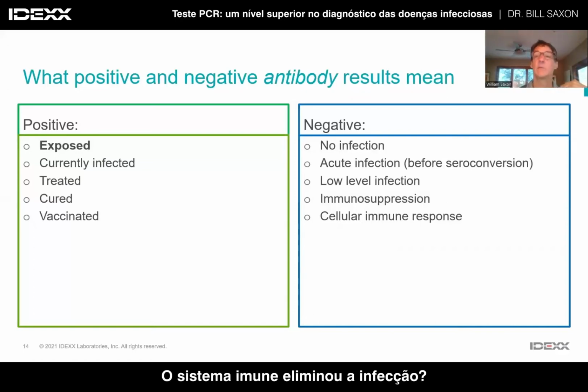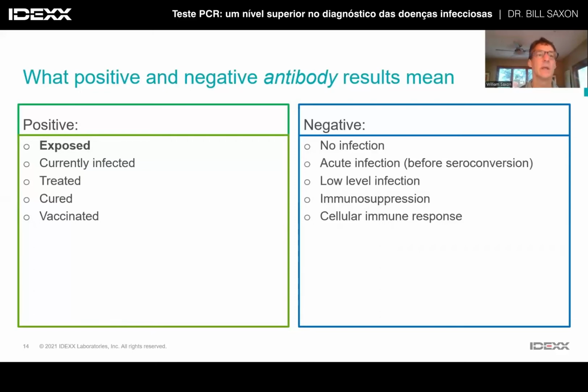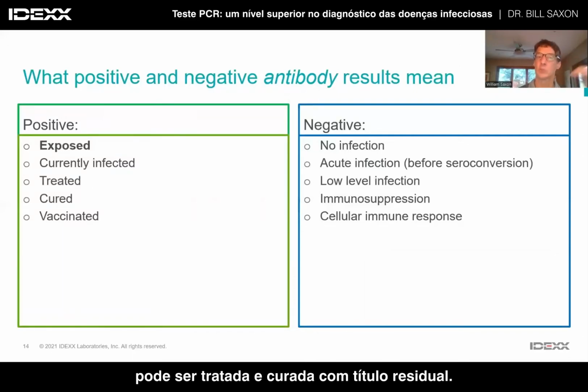That's it. Did the immune system clear the infection? Great, no infection, just a titer, that is, the antibodies that were able to clear the infection. It could be a current infection, it could be treated with residual infection, or treated and cured with a residual titer. And then vaccines can interfere with the antibody titers, right? And can be measured, cross-reacting with the antibody titer in the test.